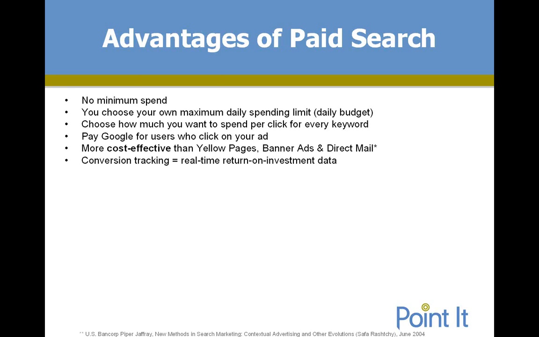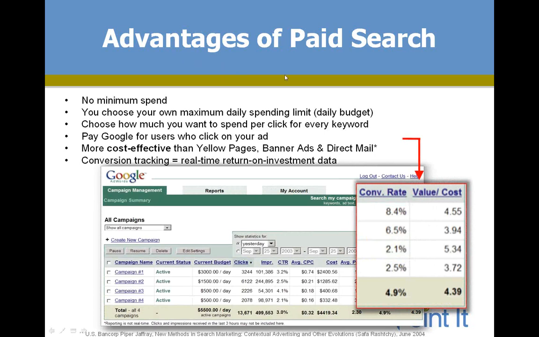You can also choose how much you want to spend per click, and you only pay Google per click, so only if somebody clicks on your ad. It's very effective, and one of the great things about search marketing, and a lot of online marketing for that matter, is that it's trackable, and we can actually track results in real time. So try to do that with Yellow Pages. It's not that easy. Here's a look at the interface, what the advertiser would see, and some of the data that you can collect.